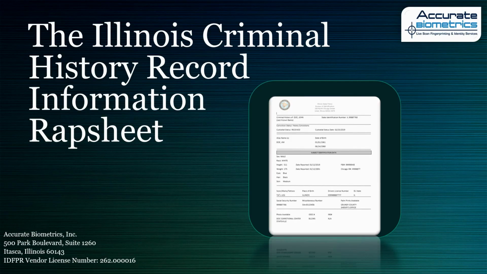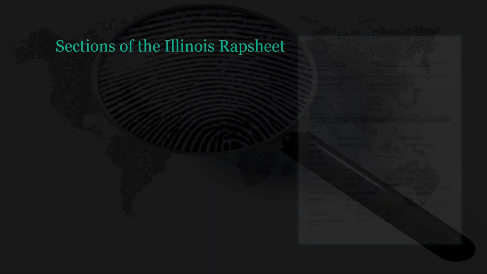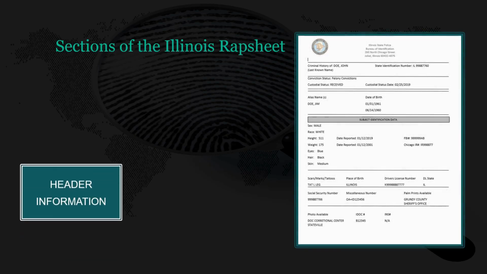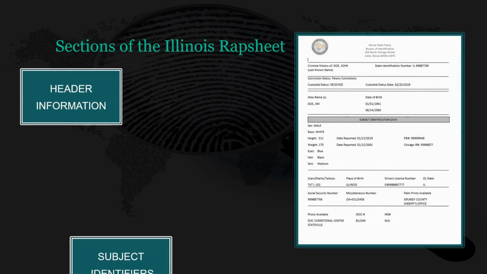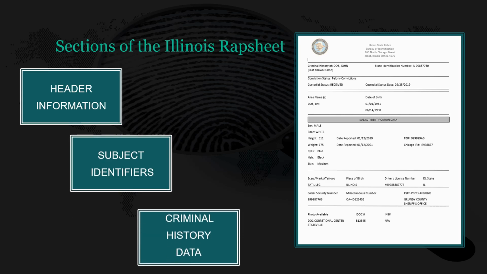If you are an individual wishing to review your entire criminal history information rap sheet, find contact information on the last slide of this presentation. The Illinois rap sheet consists of 3 sections: the header information, subject identifiers, and criminal history data. Let's begin with the header information, which appears at the top of the very first page.